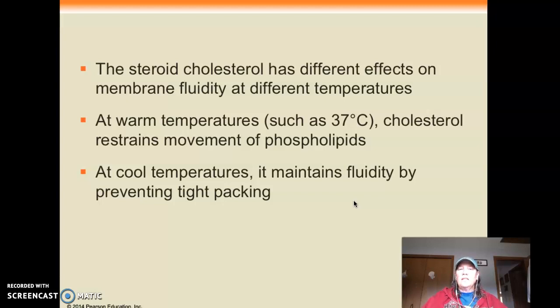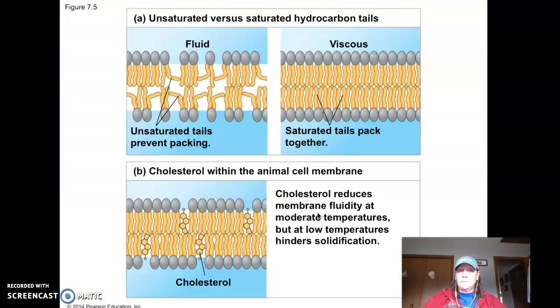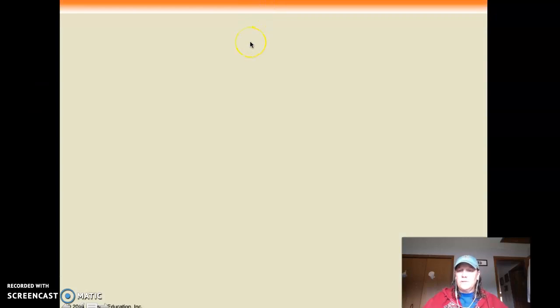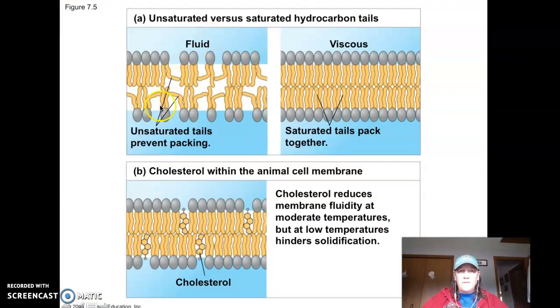So it wants it to be kind of spread out, and you'll see there's sometimes cholesterol molecules intermingled in the phospholipids. And again, that's just to help space it out a little bit and allows better channels for things to move in and out. Here we've got our stuff.